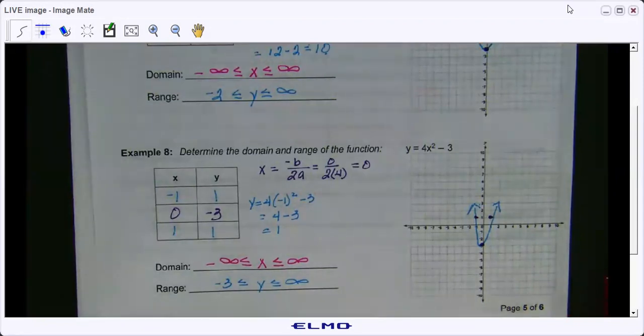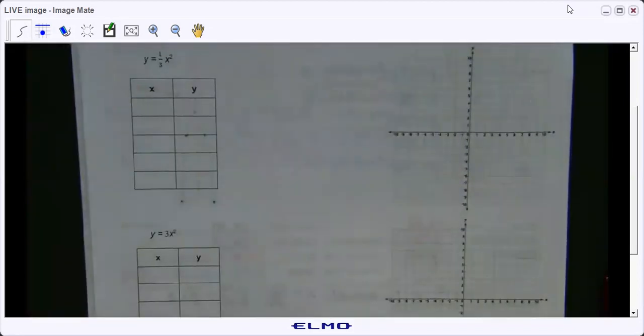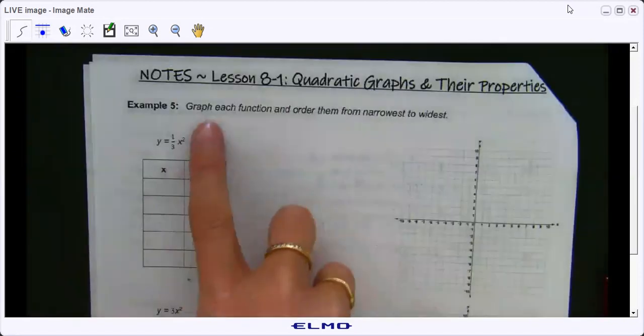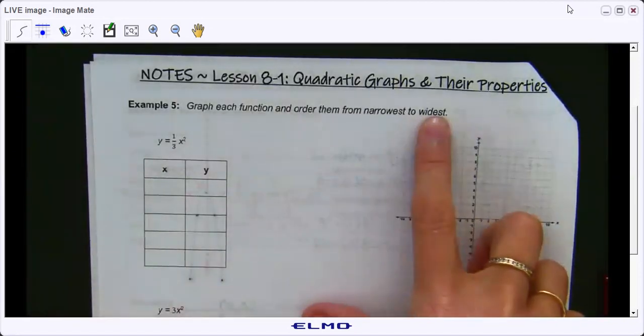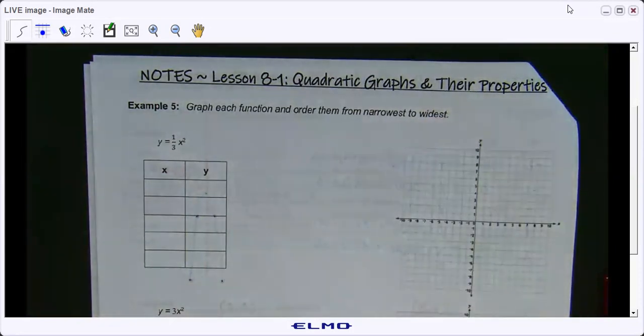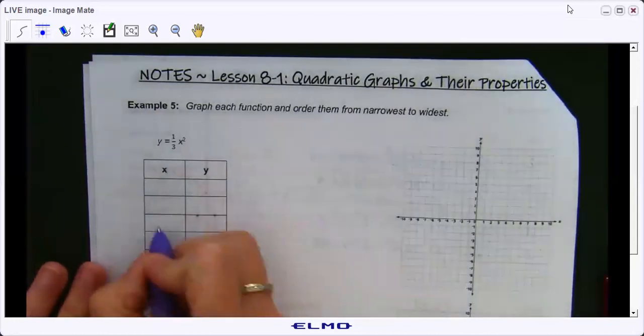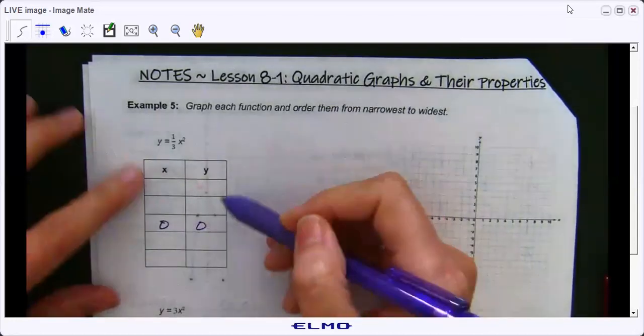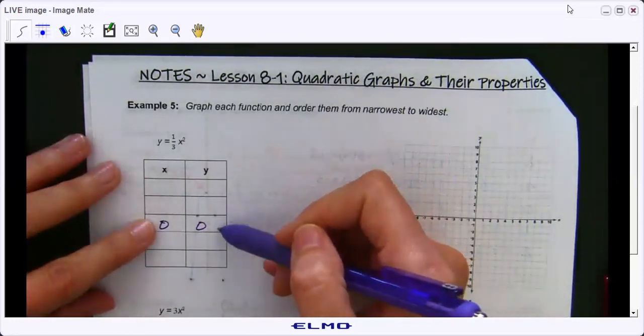And what I'm going to do now is I'm going to go back to page 4. And on these, we are going to graph each function and order them from narrowest to widest. And so what I'm going to do is I'm going to start with 0 in the middle. So all of my first sets, I'm going to take my table and I'm going to plug 0, 0 in there.